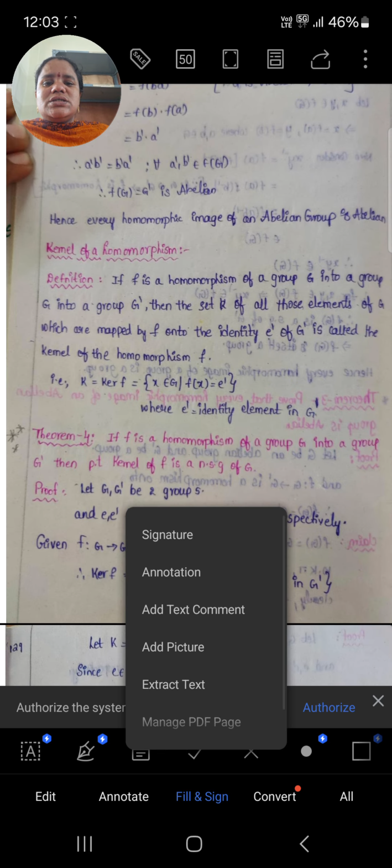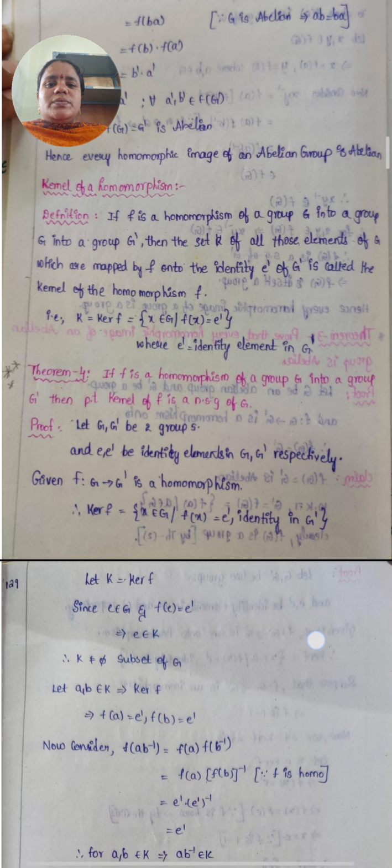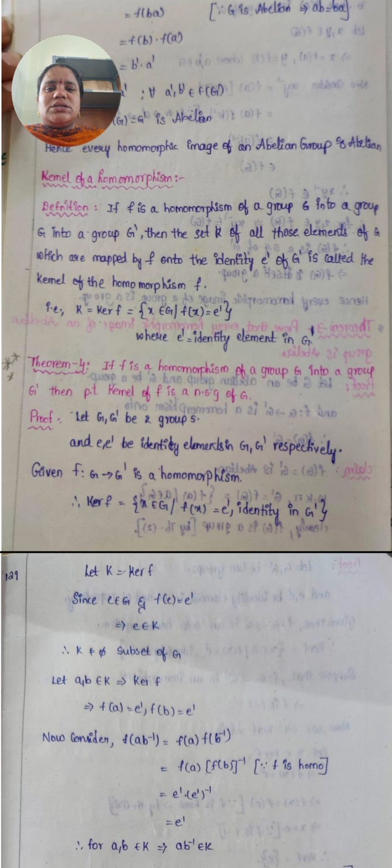Therefore f(G) is an abelian group. Every homomorphic image of an abelian group is an abelian group.